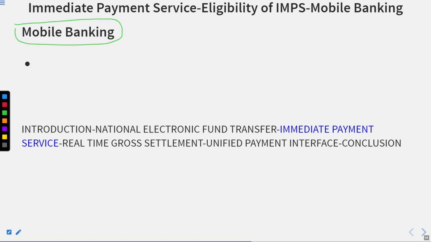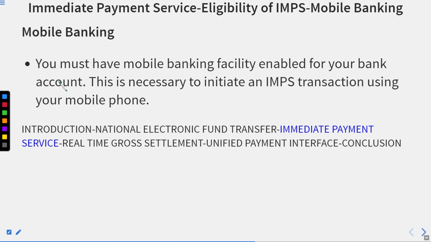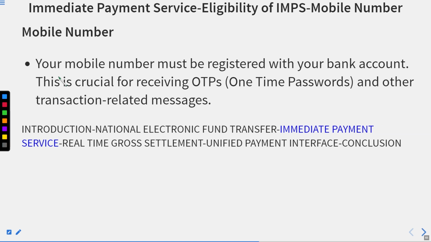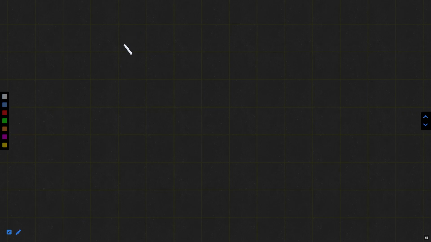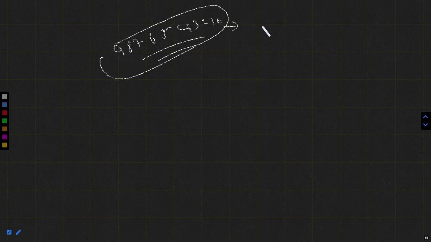Now we have mobile banking. You must have the mobile facility enabled for your bank account. This is necessary to initiate an IMPS transaction using your mobile phone. Mobile number. Your mobile number must be registered with your bank account. This is crucial for receiving OTPs and other transaction related messages. Like we had discussed, suppose you have one number, which is 98765432210. This is your registered mobile number.